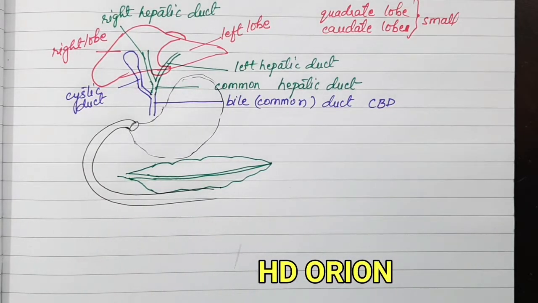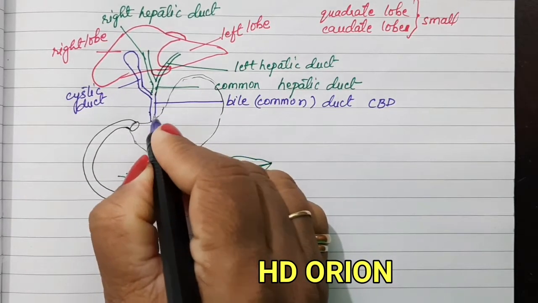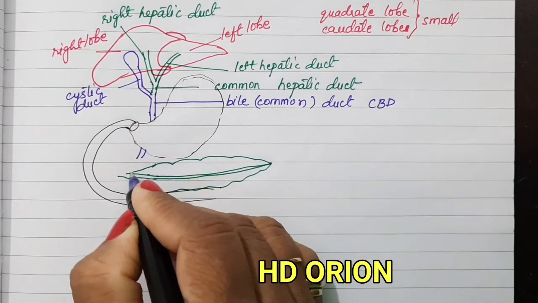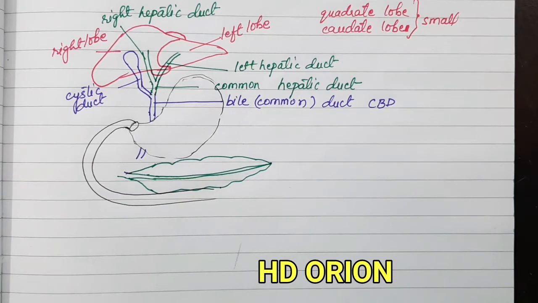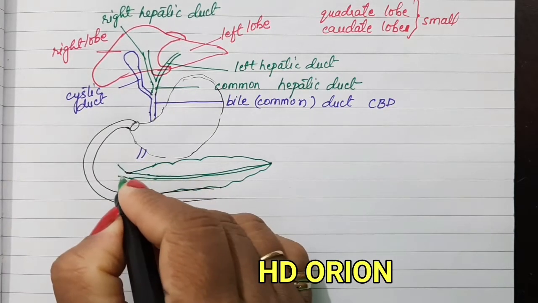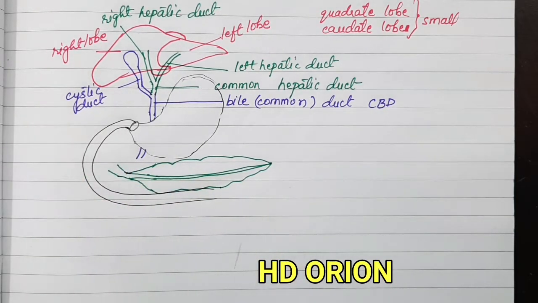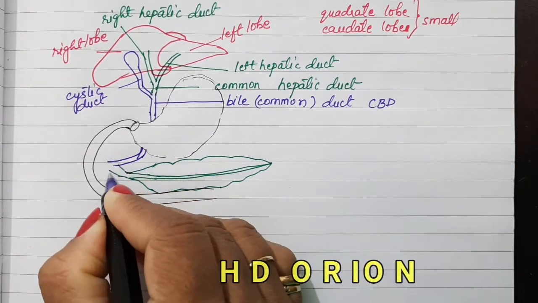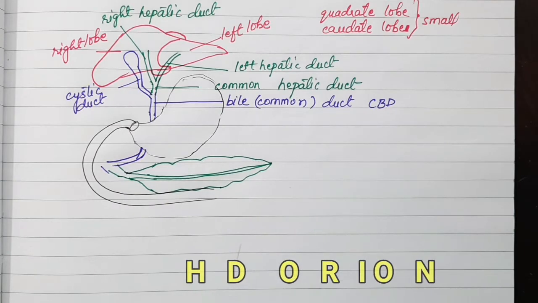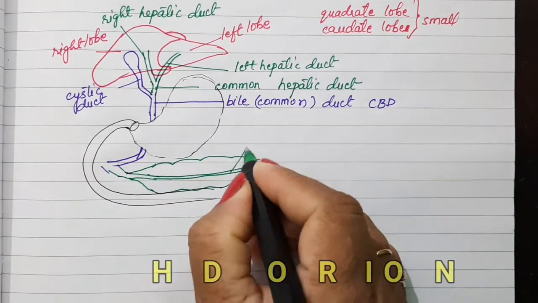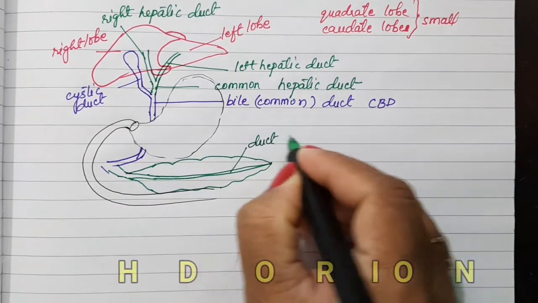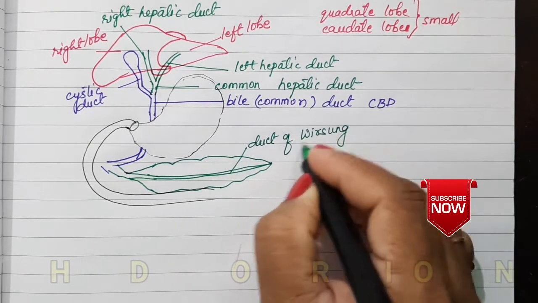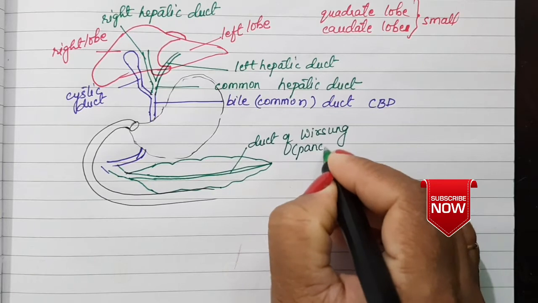This bile duct arises from here, and then this duct from the pancreas joins with the bile duct to form a common hepatopancreatic duct. This is known as duct of Wirsung, named after the scientist, or pancreatic duct.